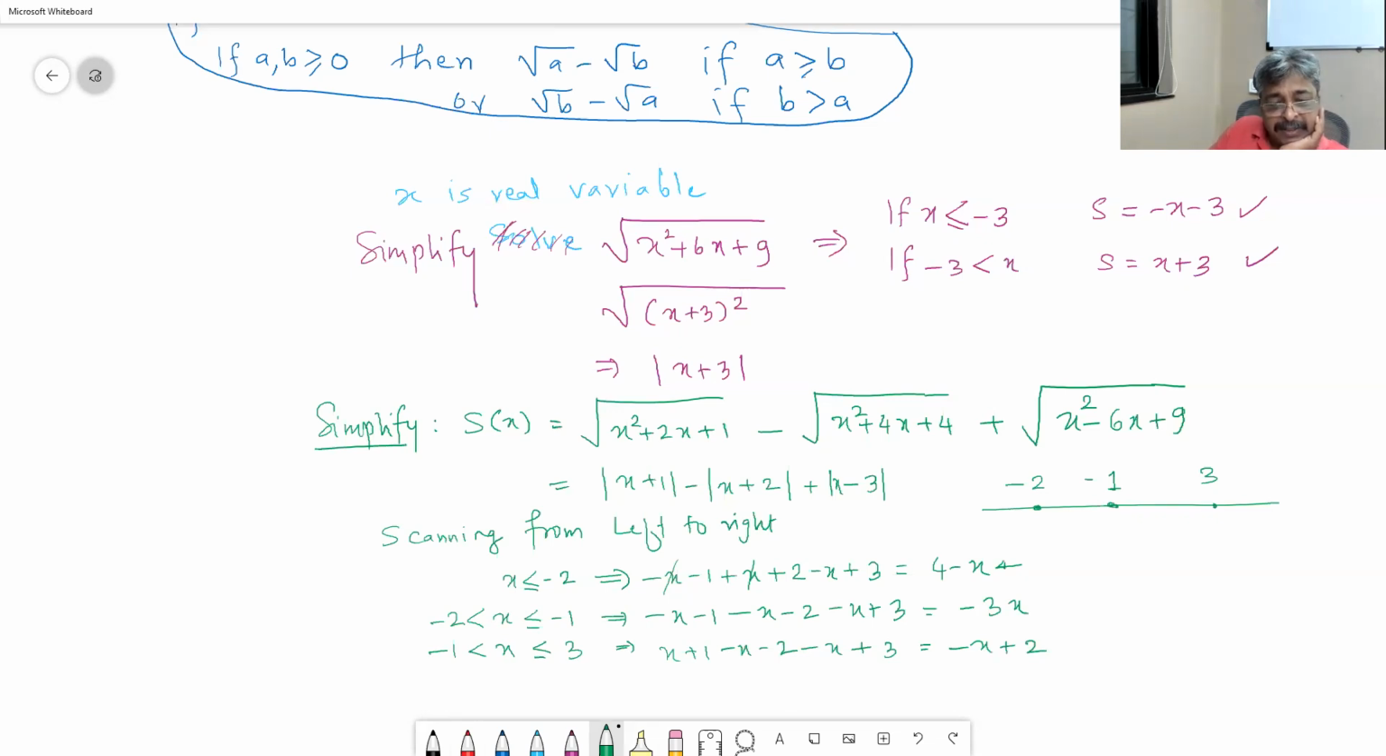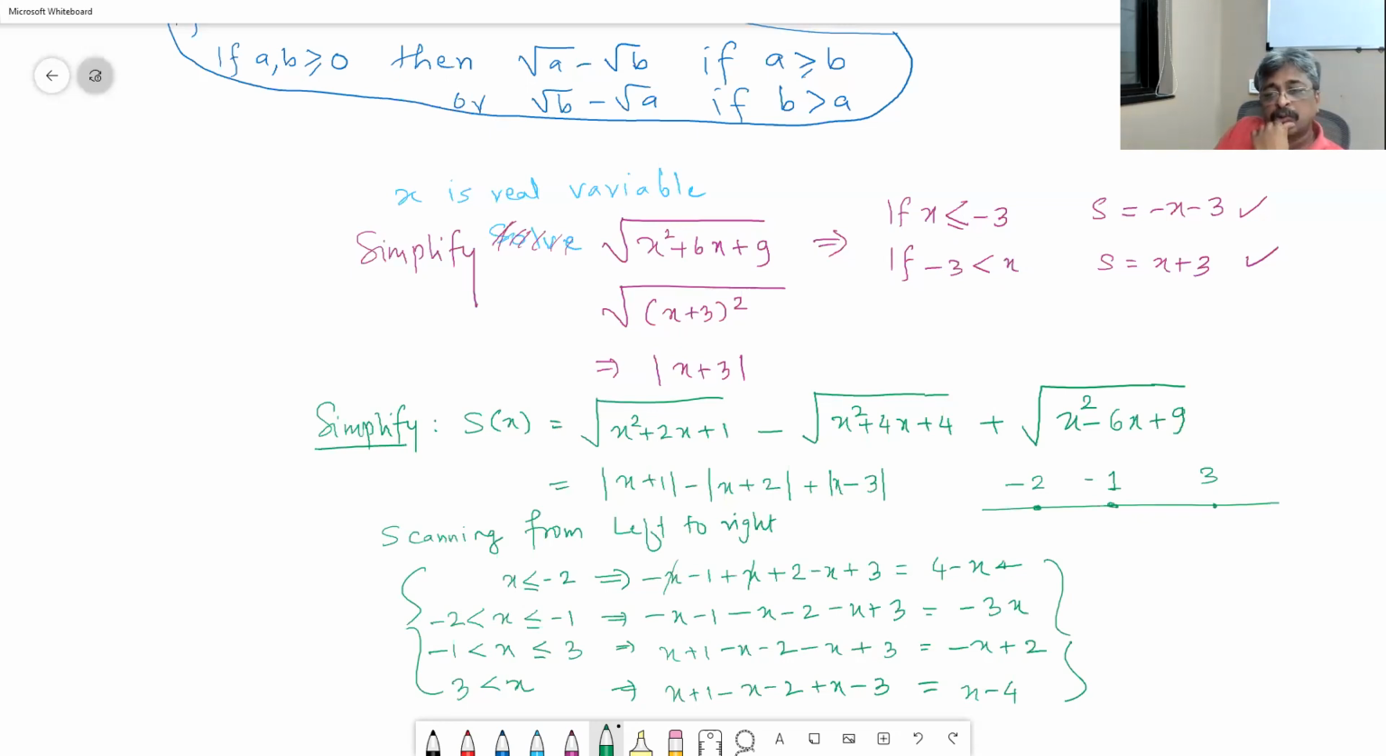And the last is 3 is less than x. All values to the right of 3, every absolute value will be positive. So x plus 1 minus x minus 2 plus x minus 3 is equal to x minus 4. So these are the lines which will follow in these intervals right from minus infinity to plus infinity.